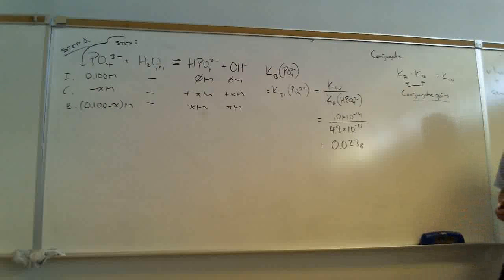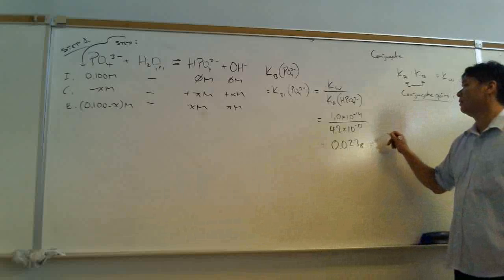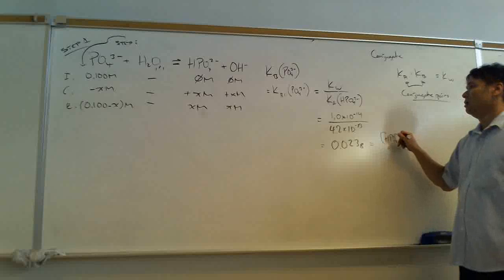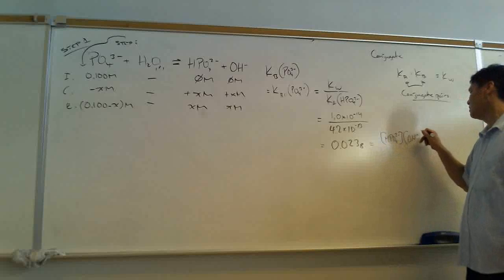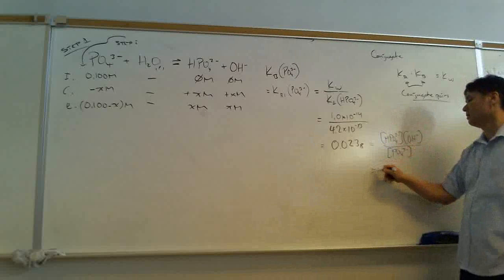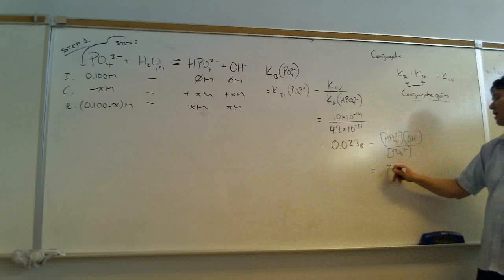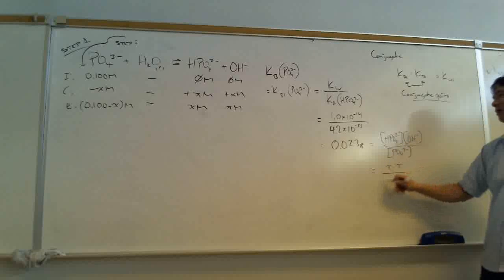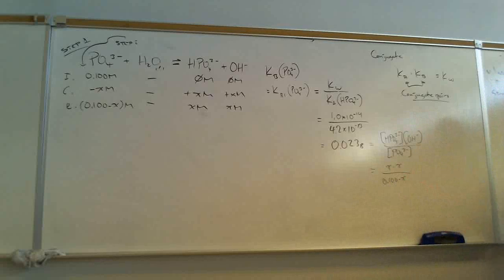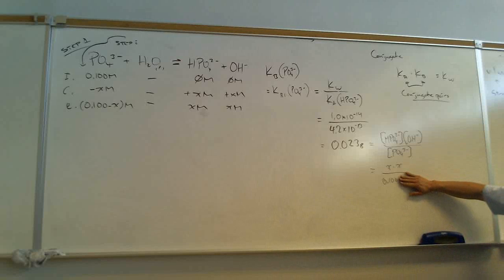So let's figure out what x is. Kb is equal to the HPO4 2 minus concentration times the hydroxide concentration at equilibrium divided by the phosphate concentration. So the monohydrogen phosphate is x, hydroxide is x, phosphate is 0.100 minus x. Okay, we should just go ahead and try the simplifying assumption. It doesn't take much time. If you do the simplifying assumption, we're going to ignore the change here, the x, and then calculate it.